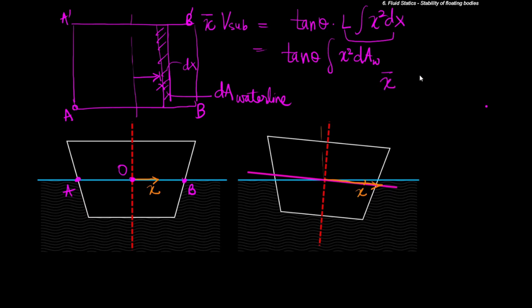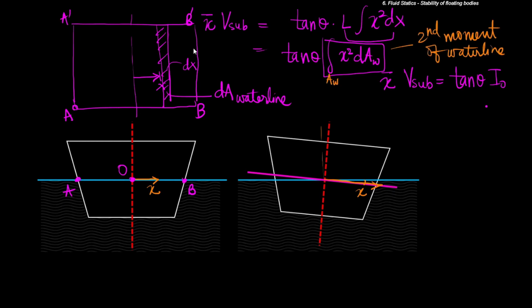Thus x bar times V submerged is equal to tan theta times the integral of x square dA, which we call I naught, because this mathematical expression is tantamount to finding the second moment over this entire area, which is the water line. It is the area formed by joining the perimeter points of the water in contact with the floating object. So this is the second moment of the water line. So x bar into V submerged is equal to tan theta times I naught.